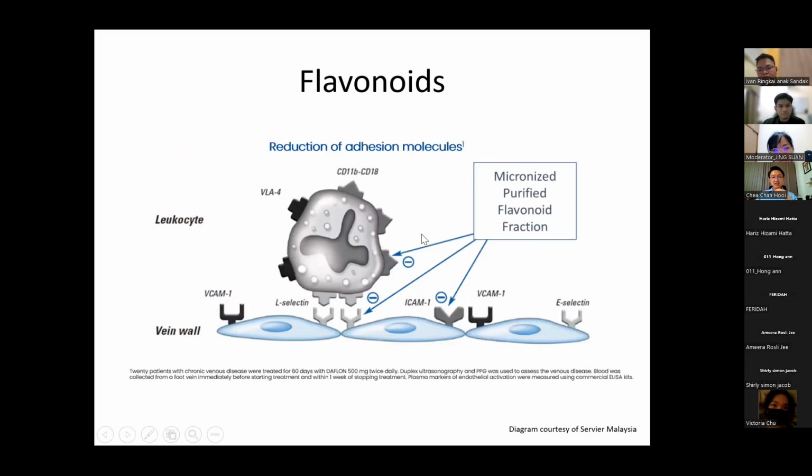So flavonoids, like I said just now, work on the level of the venous wall, where they block the selectin and the adhesion molecules to reduce inflammatory reaction, and also shrink down the cell gaps, so that edematous fluid formation is reduced, and the whole thing will shrink in a few days.